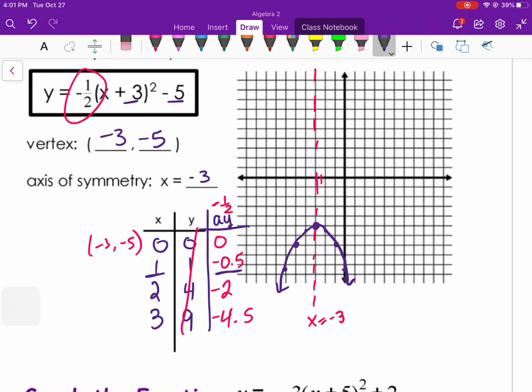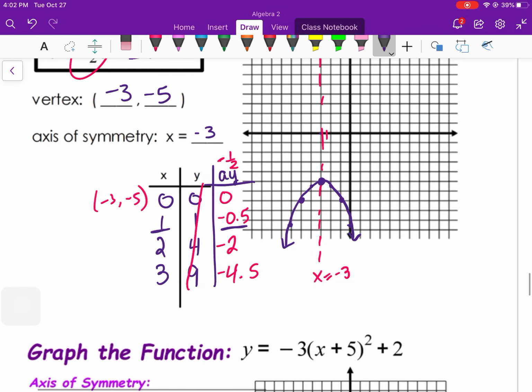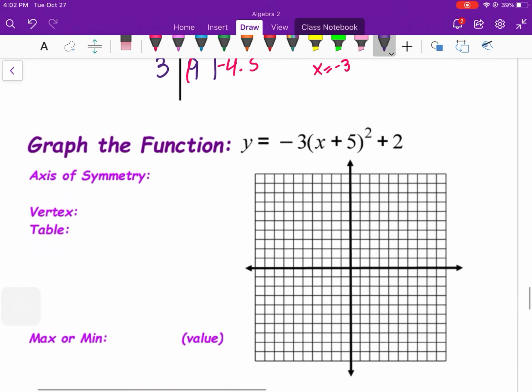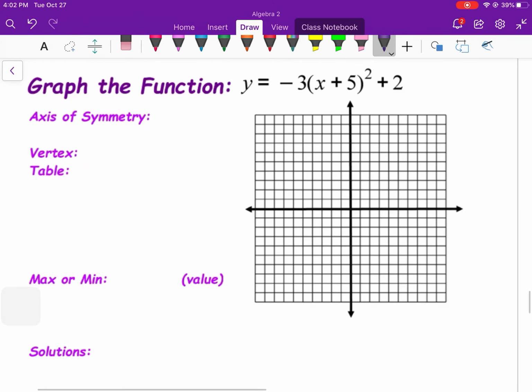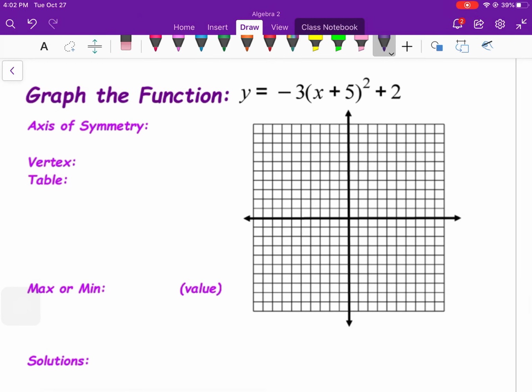I would say that this one is wider than the parent function. It opens in the opposite direction, and it was shifted to the left 3 and down 5 if I was asked to describe the transformations. This one, the axis of symmetry would be at -5 because the vertex is -5 and 2 from my graph.